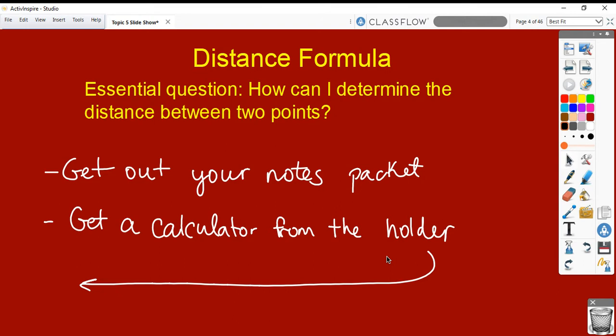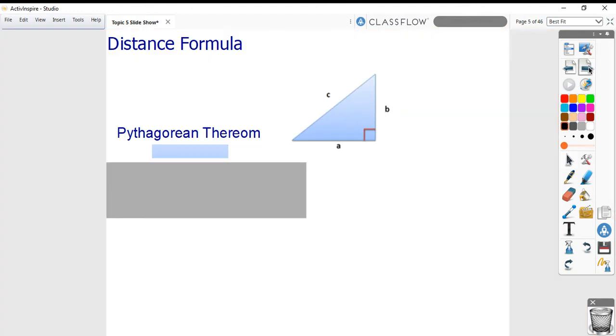So you're going to need your notes packet, and you're probably going to need a calculator because we're going to have some pretty complicated looking formulas going on in this one. All right, let's first talk about something that we have seen before, something called the Pythagorean theorem.